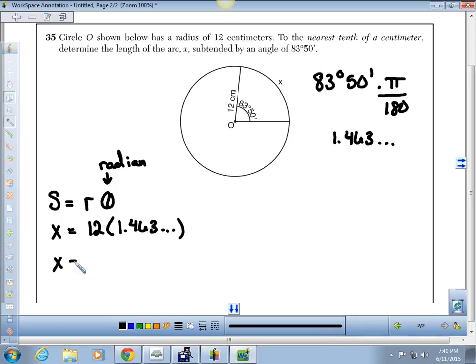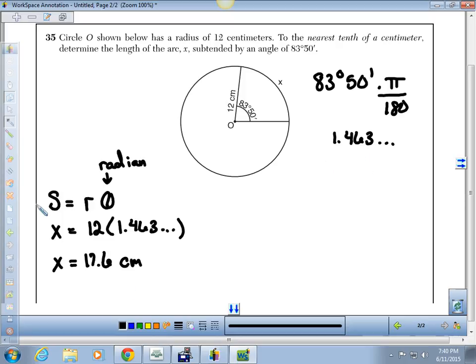17.6. X equals 17.6 centimeters. And that seems to make sense. If my angle is almost 1.5 radians, then I should be able to fit 1.5 radii up into here. Well, 1 radius would be, what's our radius, folks? 12. And a half of that radius would be what? Well, 12 and 6 is 18. So it seems like we should be near that. We weren't quite 1.5, and that's what we've got.